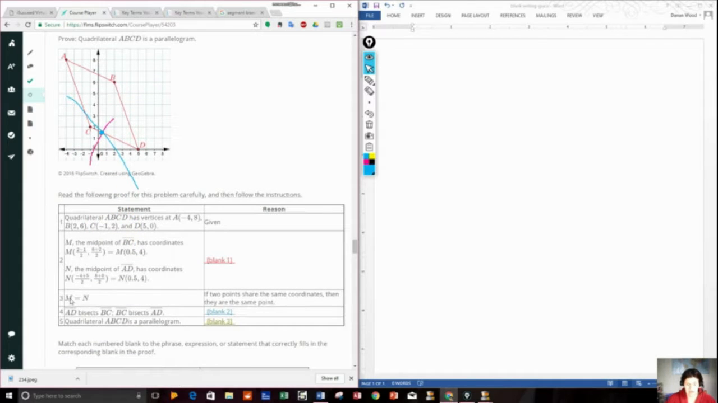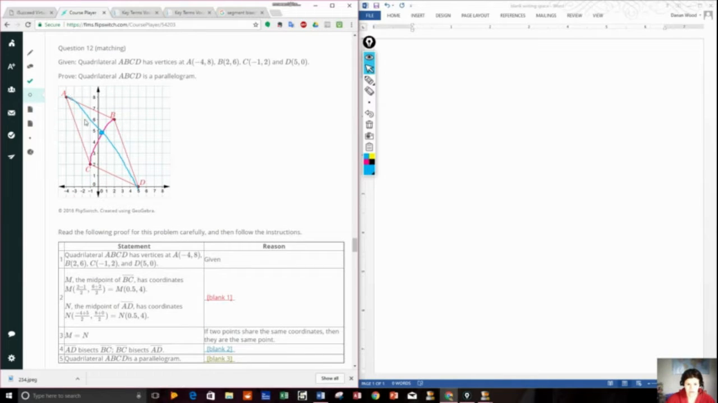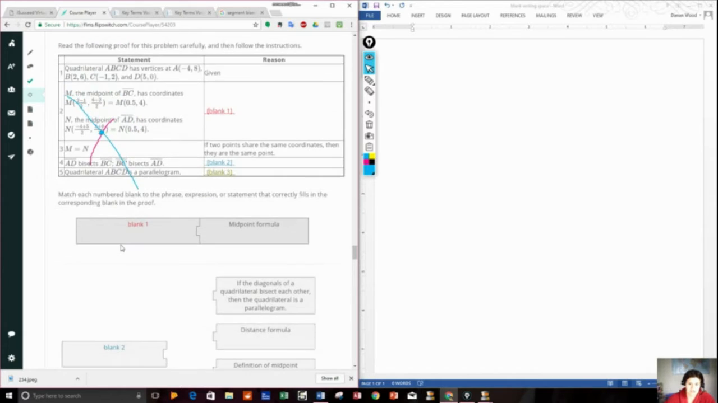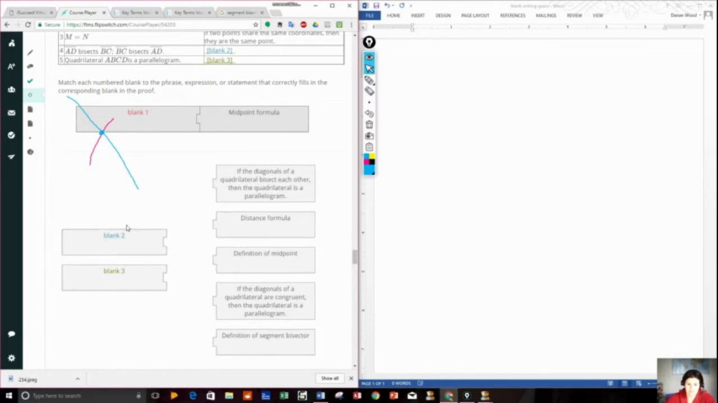And then M equals N. If 2 points share the same coordinates, then they are the same point. That is true. And then AD, that diagonal, bisects BC, and BC bisects AD, and blank 2. So what is the reason for that? Why can I say that they bisect it? And that's the definition of a segment bisector.